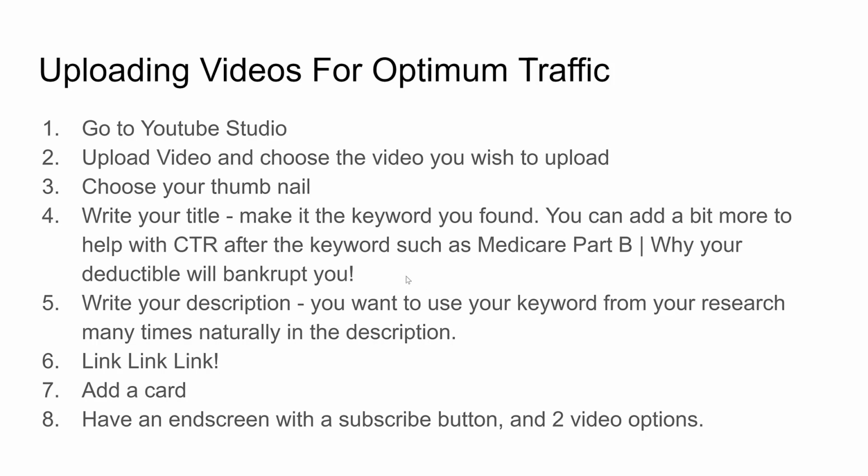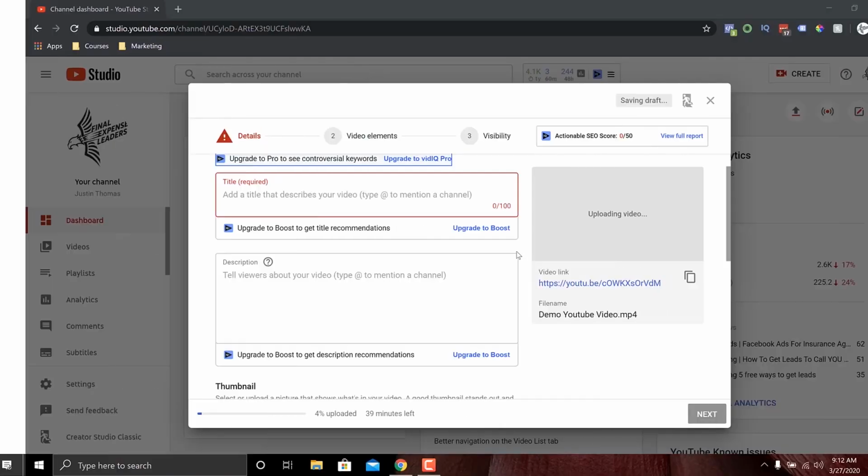I actually talked earlier about putting this part in your thumbnail because people will see it more, and then you really don't need to rank for why your deductible will bankrupt you. People aren't going to search that. So that's actually how I would do it. So I'm just going to title this Medicare Part B.